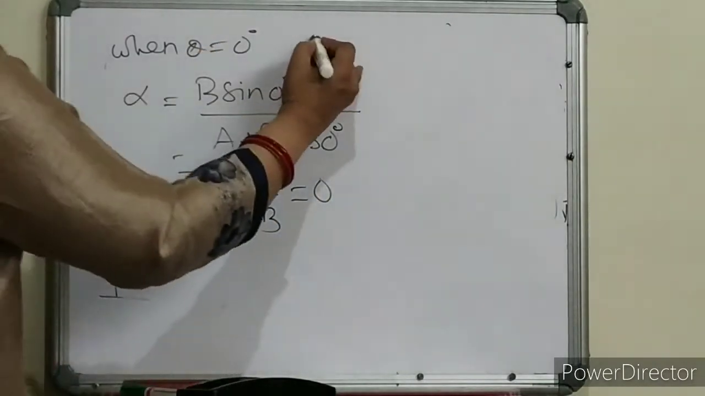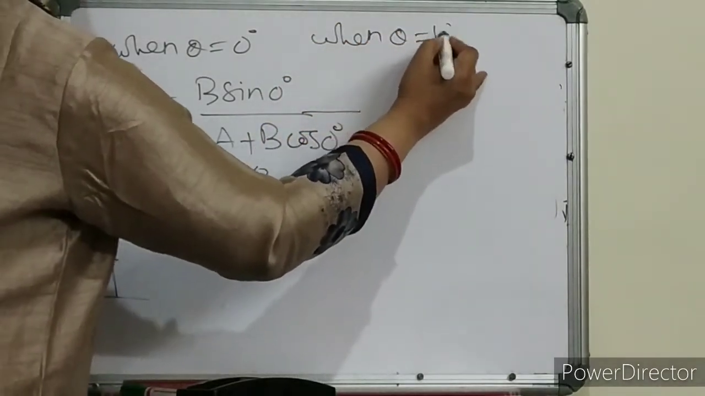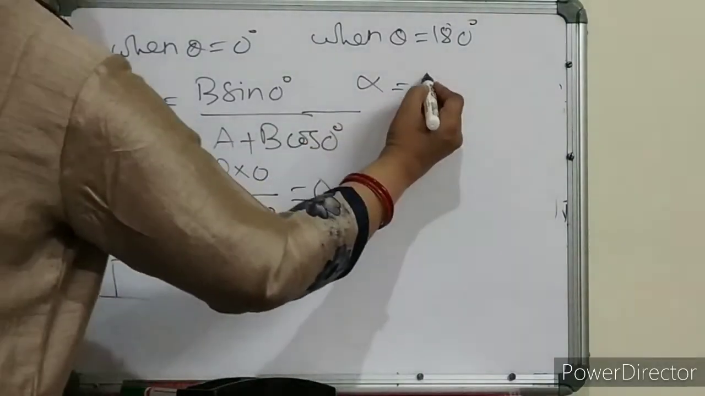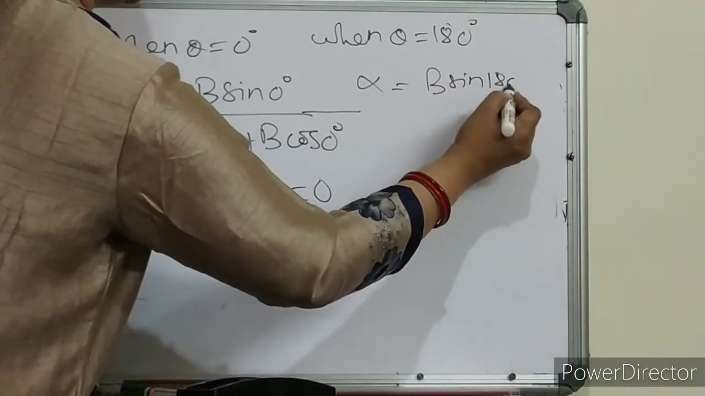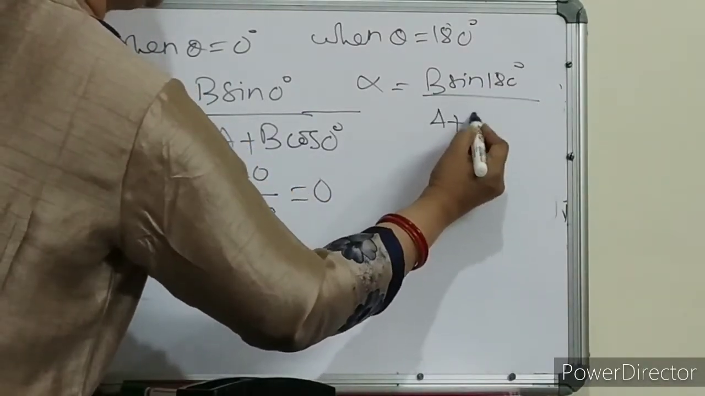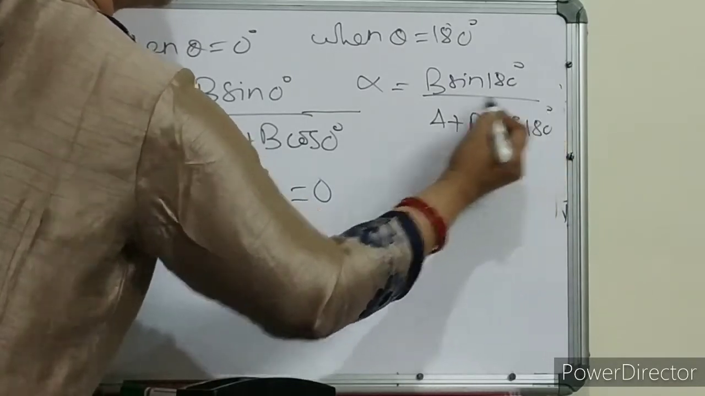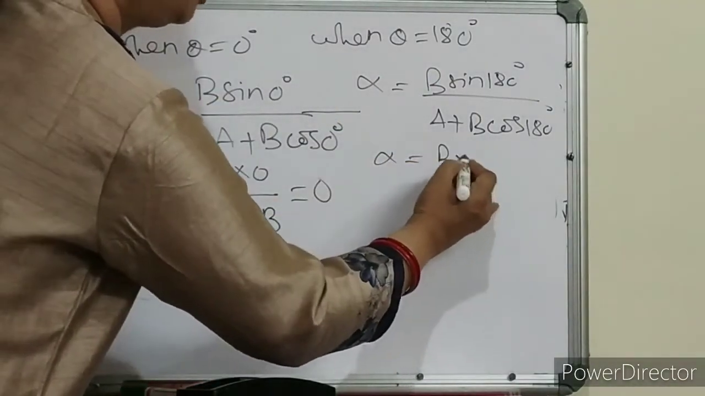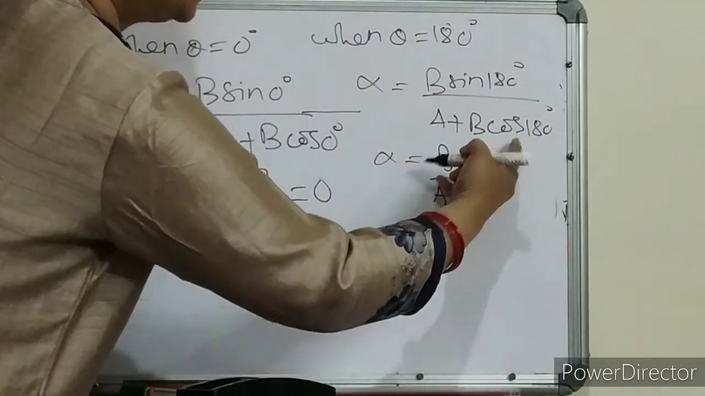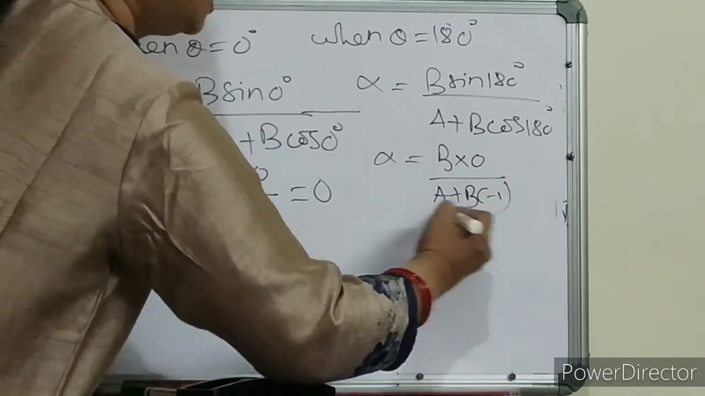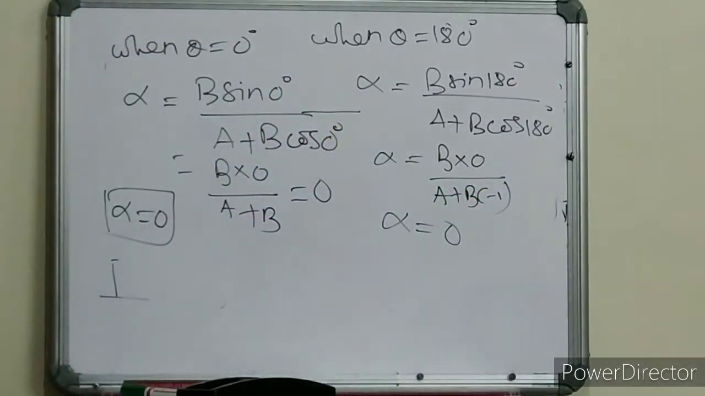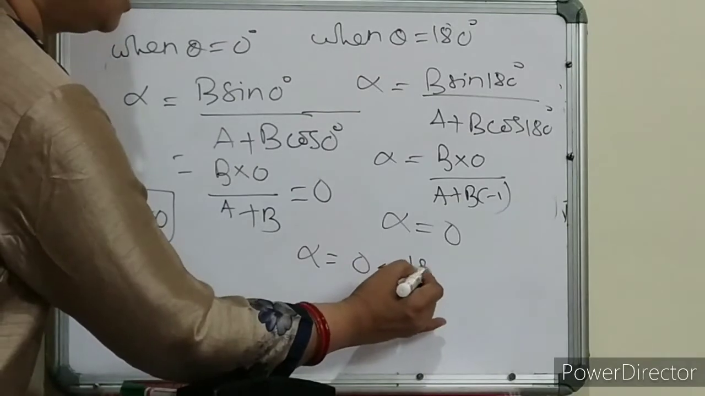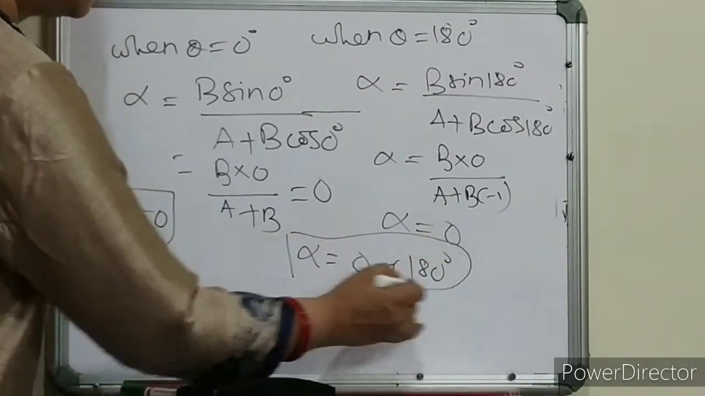Okay. Now when theta is equal to 180, children. What is alpha? Again b sin 180 degree divided by a plus b cos 180 degree. Sin 180 is 0. So b into 0, then a plus b times minus 1, whatever it is, again alpha is equal to 0. That means your alpha is equal to 0 or 180 degree in both the cases.